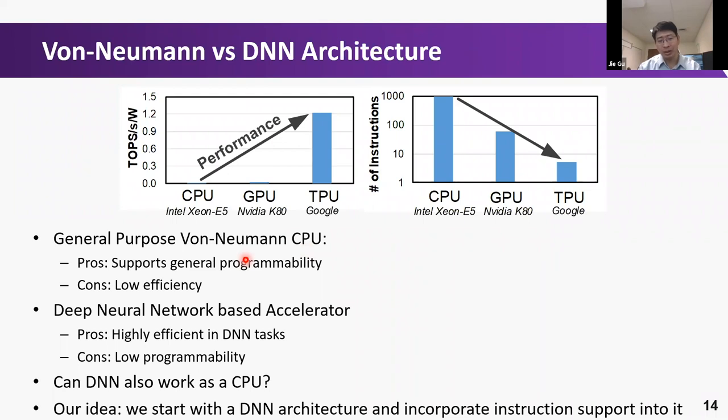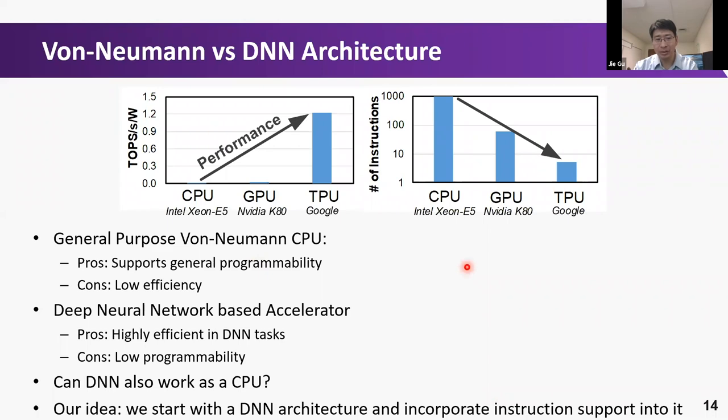So now our motivation here is, can we approach from a different end of the design space? Rather than starting with the CPU and somehow improving it, or pushing into the accelerator space, maybe we can start with the DNN architecture. We know the DNN architecture is the most efficient architecture for performing deep learning jobs. And then maybe we can incorporate instruction support into the architecture to make it more flexible, and hopefully support general purpose computing. And maybe that gives us a better trade-off.